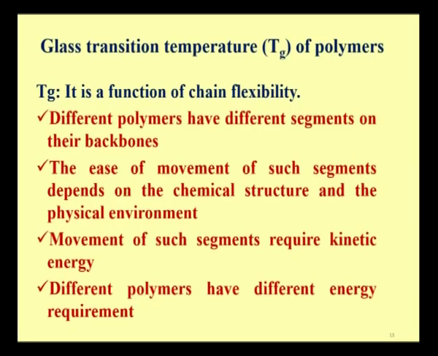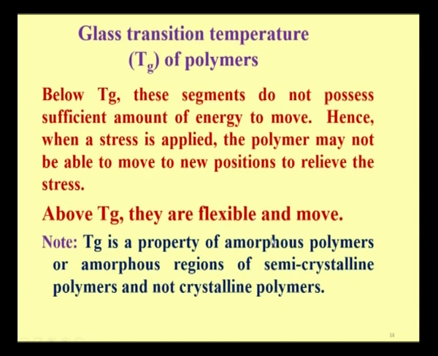Now, the glass transition temperature of polymers is basically a function of chain flexibility. Different polymers have different segments on their backbones. The ease of movement of such segments depends on the chemical structure and also the physical environment. Movement of such segments requires kinetic energy. Different polymers require different amounts of energy for mobility to happen. Below Tg, these polymer segments do not possess sufficient energy to move. Hence, when a stress is applied, the polymer may not be able to move to a new position in order to relieve the stress, whereas above Tg they become flexible and start moving.